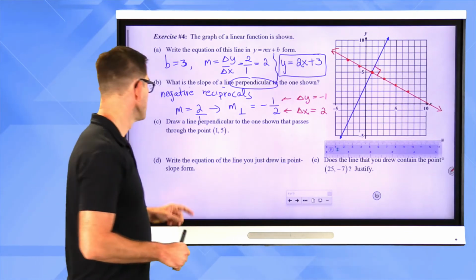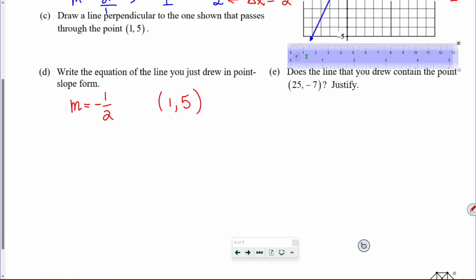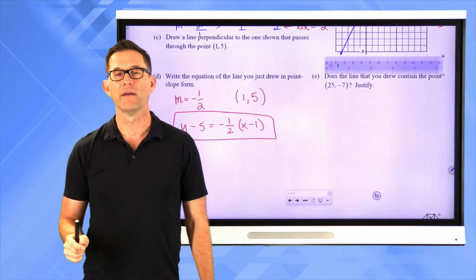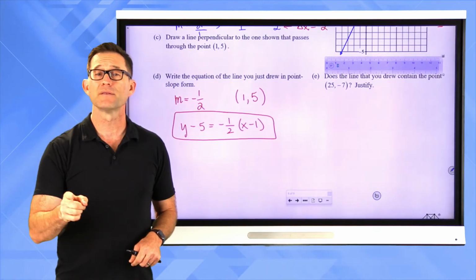All right, well, I think I'll stick in red just to emphasize that we're talking about that perpendicular line. I know my slope is -1/2. I know that it goes through the point 1, 5, and therefore I can say y minus 5 equals -1/2 times x minus 1. And now I'll go back into blue. Okay, fantastic. So now we've got a point-slope form of the line. Let's take a look at letter E.